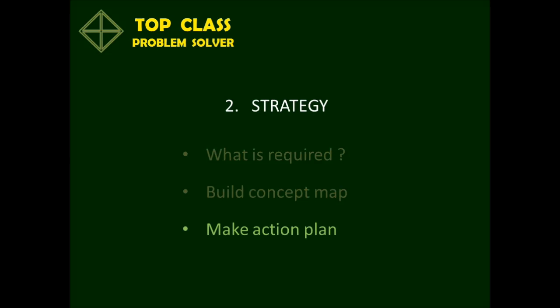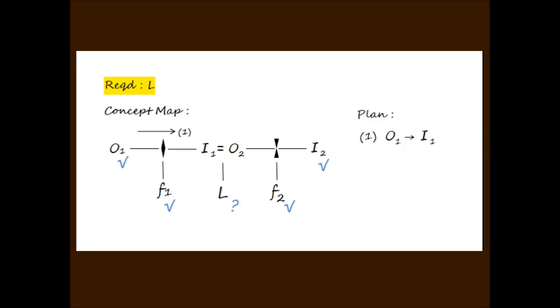The third step of the strategy is to create an action plan based on the concept map. The first step of the action plan is to find the image from lens number 1 from the object position and the focal length. The next step is to find the object distance for lens number 2 from the known image distance and focal length.